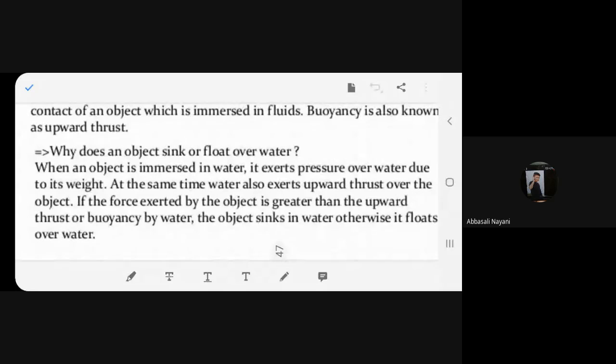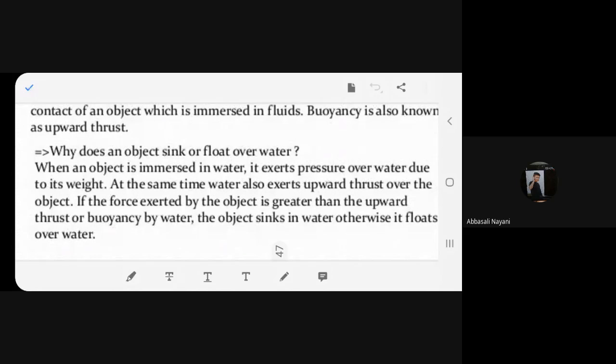Why does an object sink or float over water? When an object is immersed in water, it exerts pressure over water due to its weight. At the same time, water also exerts upward thrust over the object. If the force exerted by the object is greater than the upward thrust or buoyancy by water, the object sinks in water. Otherwise it floats over water.